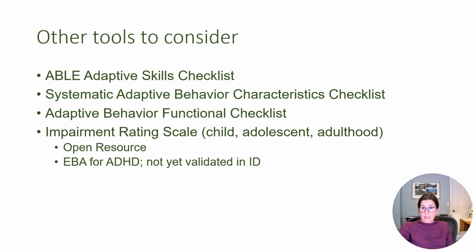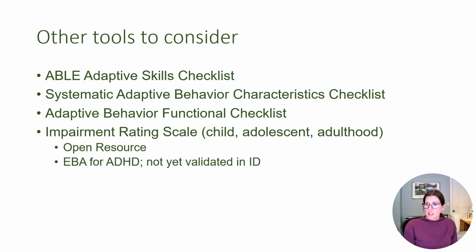Some other tools to consider, and the reason these are on the next slide is because they are really useful tools, but with comparatively less research or comparatively weaker psychometric data, are the ABLE Adaptive Skills Checklist, the Systematic Adaptive Behavior Characteristics Checklist, the Adaptive Behavior Functional Checklist, and then the Impairment Rating Scale, which has child, adolescent, and adult versions.